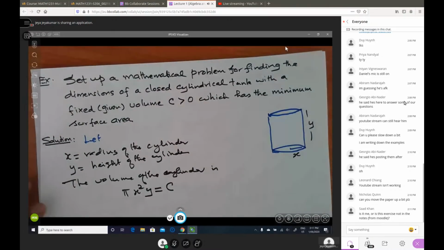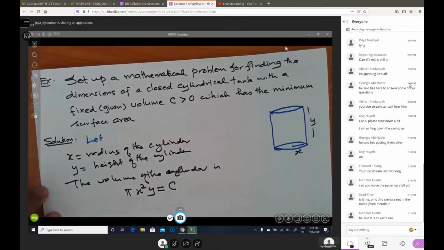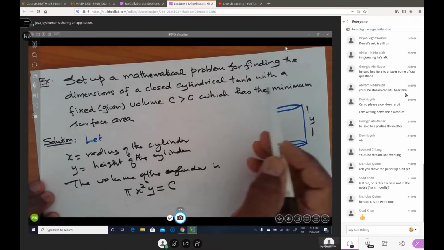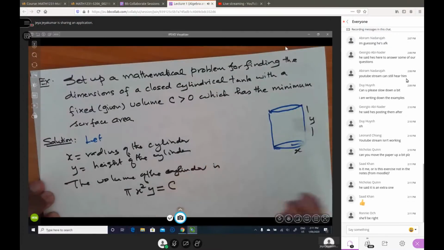Yes, this exercise is not on the notes. Don't worry about that. I will post that problem and the solution after the lecture. So that is the condition we have here. The cylinder should have the fixed volume C.